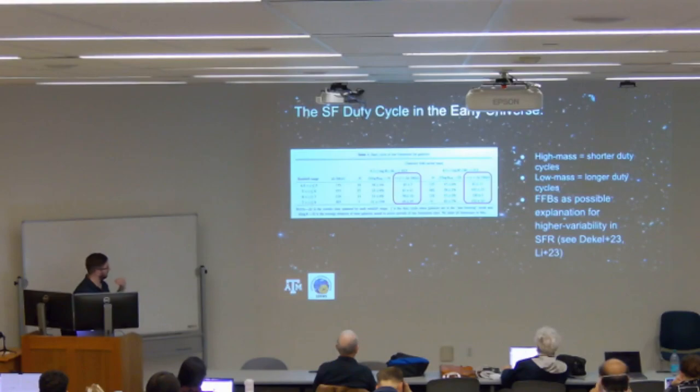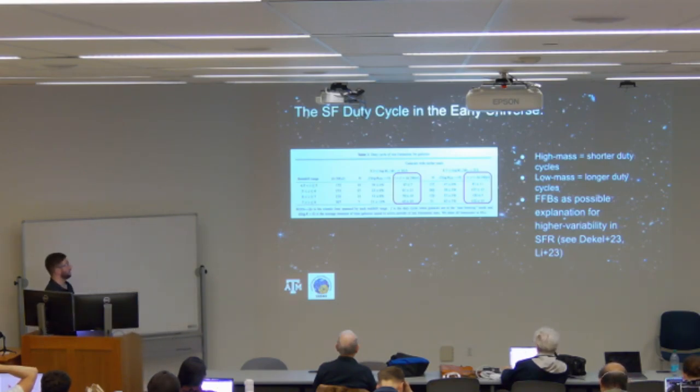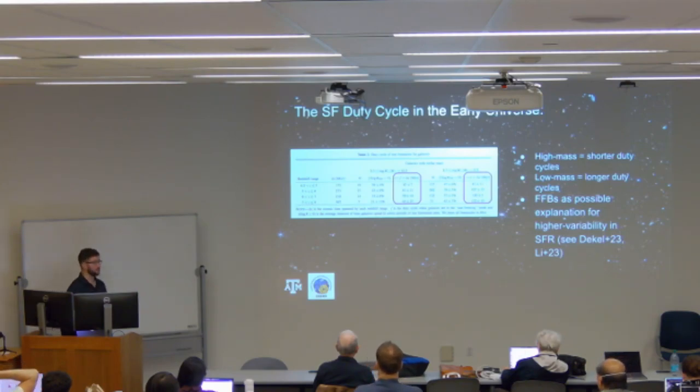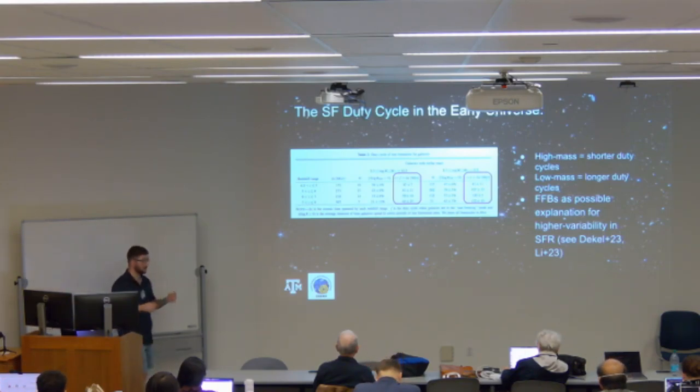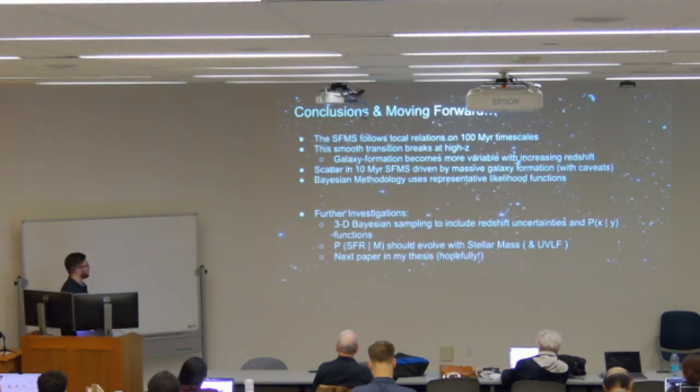And so what we think that means is that these feedback-free starbursts are essentially occurring faster or more, we're catching them in the higher mass galaxies, and we see a much longer timescale of star formation for lower mass galaxies. But it does appear that these massive systems are where these feedback-free starbursts are occurring. And I think we've had a few talks today that have talked about that a little bit.